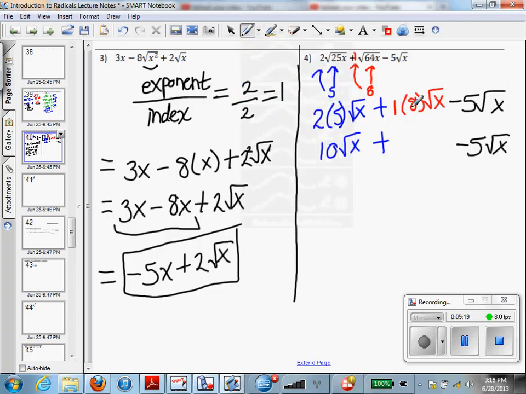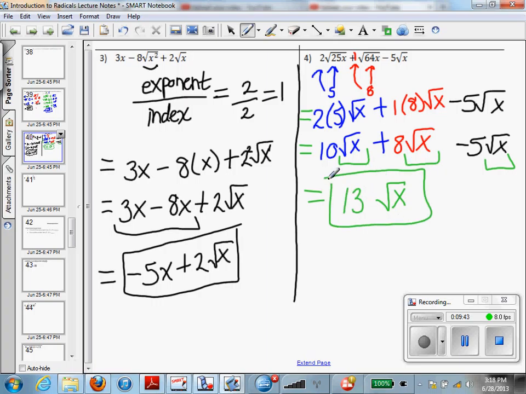And if we simplify this middle term right here, 1 times 8 is 8 square root of x. If you pay attention, they all share the same radical x. So you are now ready to simplify, leaving our radical x involved. We have 10 plus 8 is 18, minus 5 is 13. So our answer is 13 radical x.